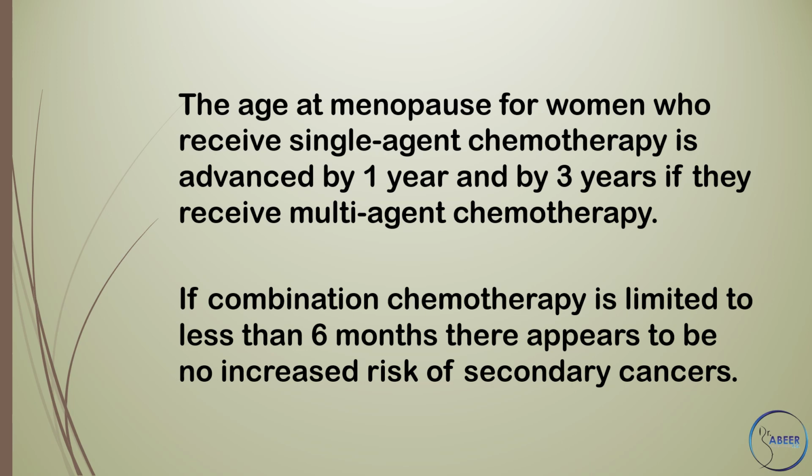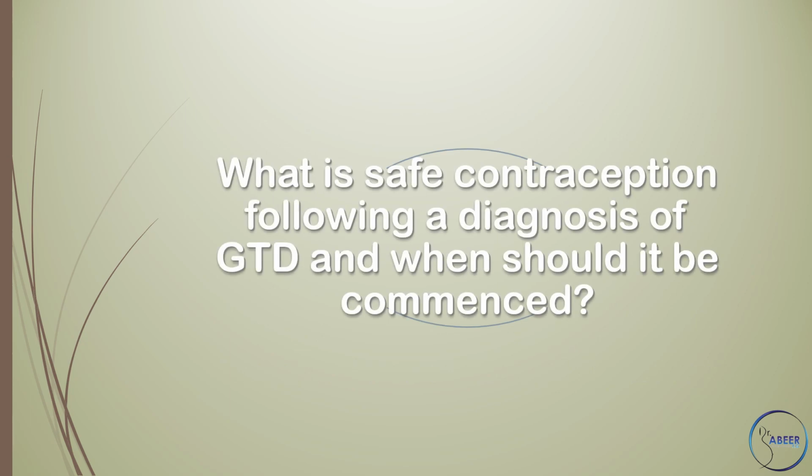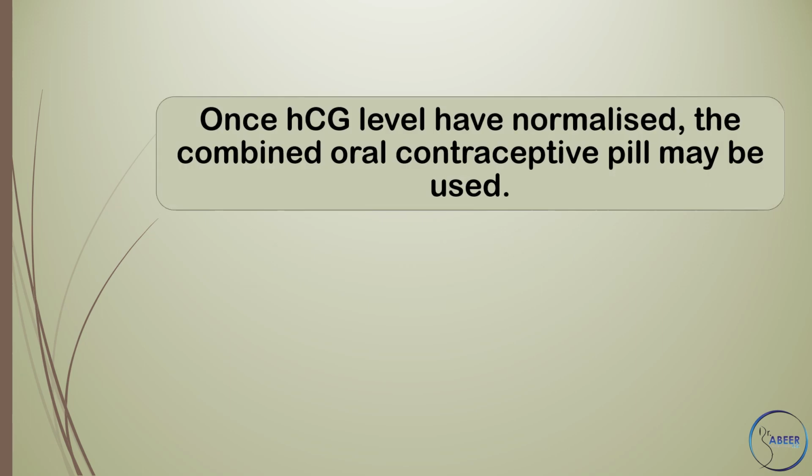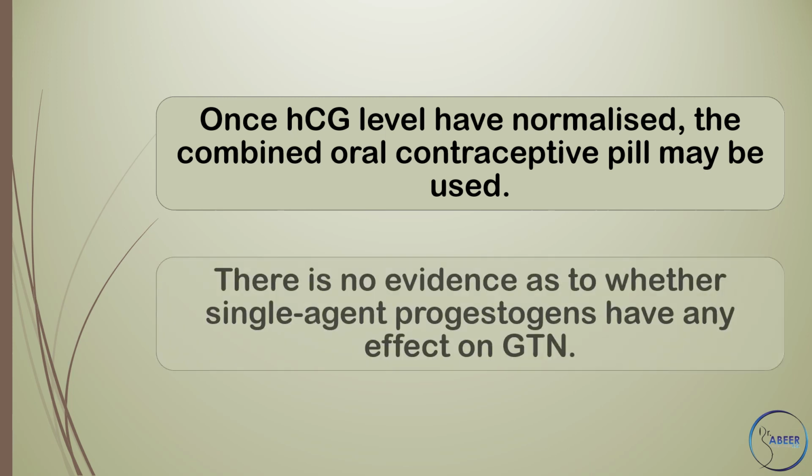risk of secondary cancers. What is safe contraception following a diagnosis of gestational trophoblastic disease, and when should it be commenced? Women with gestational trophoblastic disease should be advised to use barrier methods of contraception until HCG levels revert to normal. Once HCG levels have normalized, the combined oral contraceptive pill may be used. There is no evidence as to whether single-agent progestogens have any effect on gestational trophoblastic neoplasia.